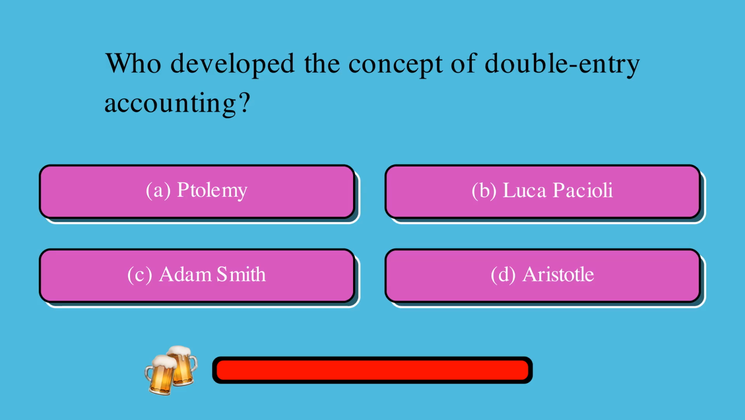Who developed the concept of double entry accounting? Is it A. Ptolemy, B. Luca Pacioli, C. Adam Smith, or D. Aristotle? The correct answer is B. Luca Pacioli.